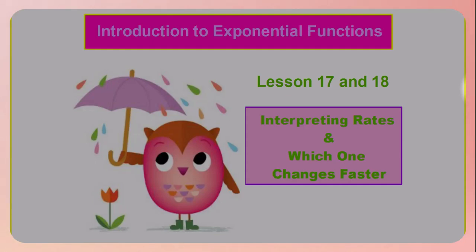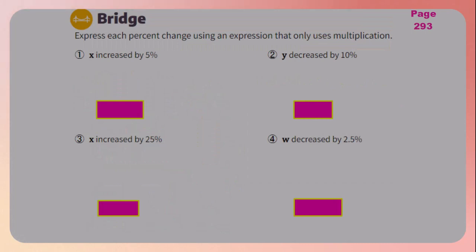Today we're finishing up Unit 6 with Lessons 17 and 18, Interpreting Rates and Which One Changes Faster. I want you to turn in your workbook to page 293. Complete the bridge, read carefully, and answer each question. Try to do this on your own before you come back and start the video to compare answers.